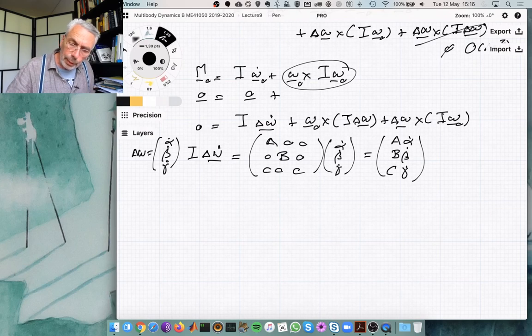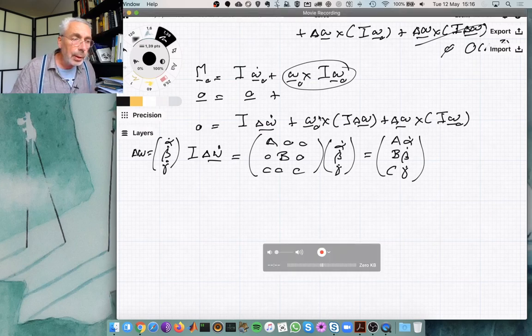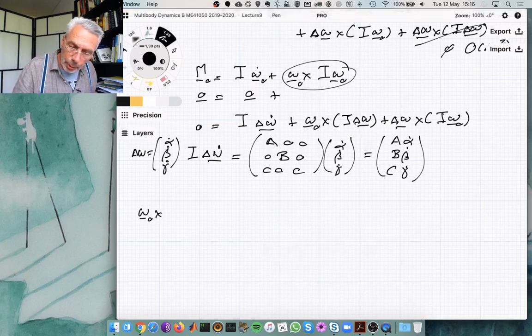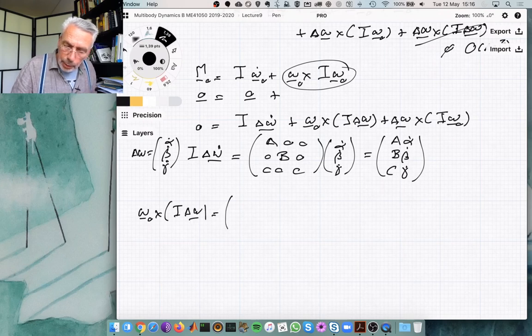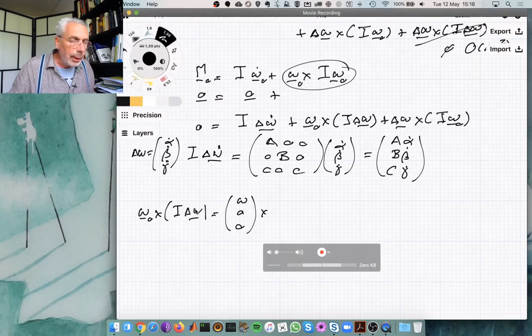So we have to look at this first cross product and the second cross product. So let's look first at omega 0 cross I delta omega. Then omega 0 was this vector omega 0, 0, 0, the initial speed. And then a cross product with, well, I delta omega is, of course, likewise, just a vector with these alpha dot, beta dot, gamma dot.